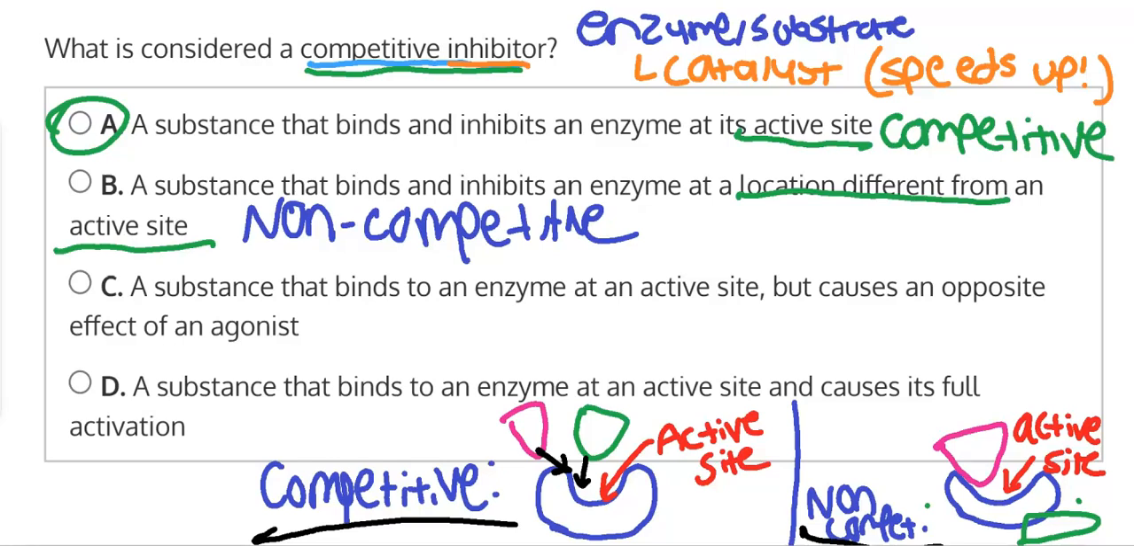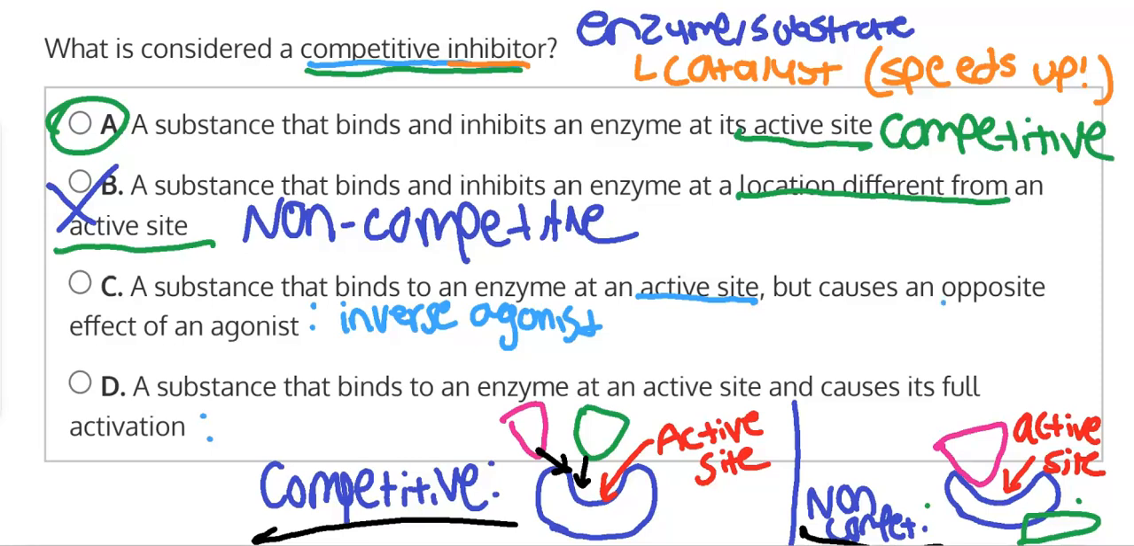Now, taking a look at options C and D, option C says a substance that binds to an enzyme at an active site but causes an opposite effect of an agonist. And option D says a substance that binds to an enzyme at an active site and causes its full activation. While these are not definitions of competitive inhibitors, these are explaining different processes that we will review as well. So option C is actually what's known as an inverse agonist. In this example, a substance is binding at the active site, similar to competitive inhibition, but the difference is it is not actually inhibiting the catalytic reaction from occurring.